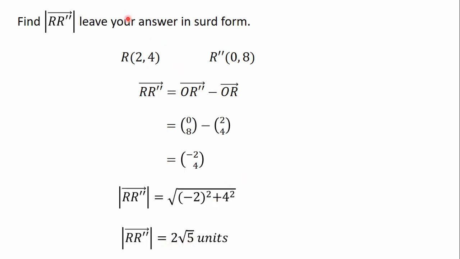Remember, the question said we should leave our answer in surd form, so we are not going to approximate 2 root 5. So the magnitude of the vector is equal to 2 root 5 units. Once again, you can see from here that what we are doing involves vectors. We learned how to do all these things in the videos on vectors. So if you want to learn more, I would advise that you go and watch the videos on vectors which are available on this channel.